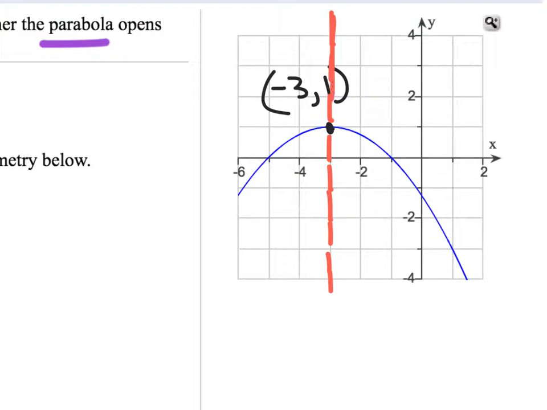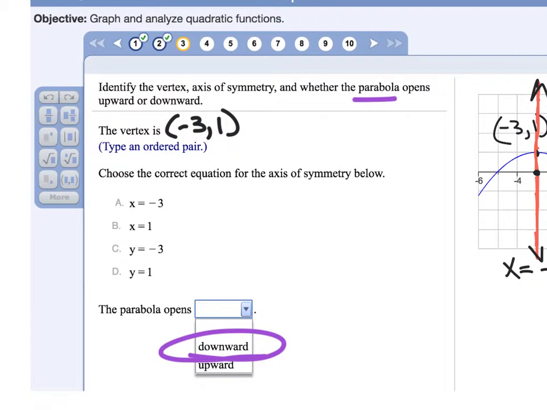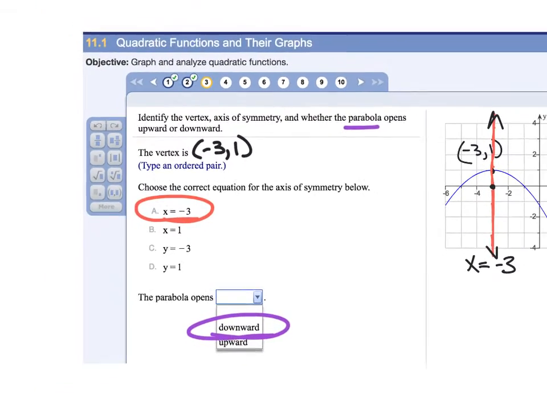This is the line that cuts that parabola in half so that the left half is the same as the right half. And you'll notice it's right here at that negative 3. So this axis of symmetry is x equals negative 3. So your axis of symmetry is x equals negative 3.